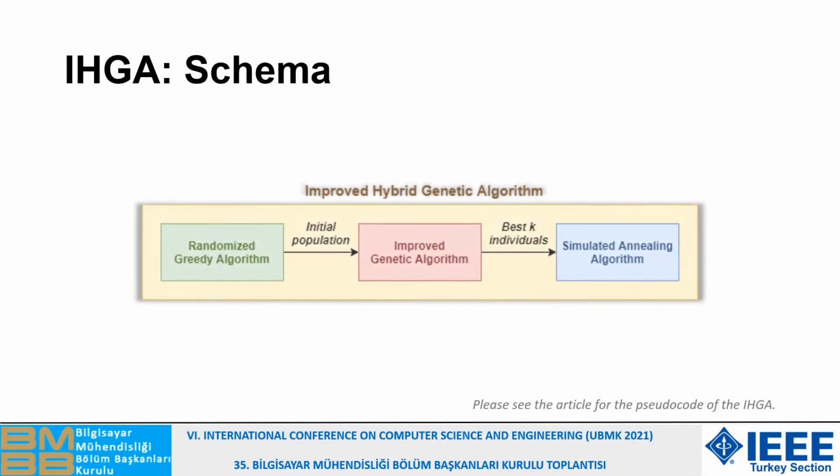This is the schema of the proposed algorithm. The algorithm mainly consists of three components. We generate the initial population of the GA with a greedy algorithm. We also use the solutions generated by the greedy algorithm within the GA. Then the best K individuals are improved by a simulated annealing algorithm. Let's take a look at these components one by one.